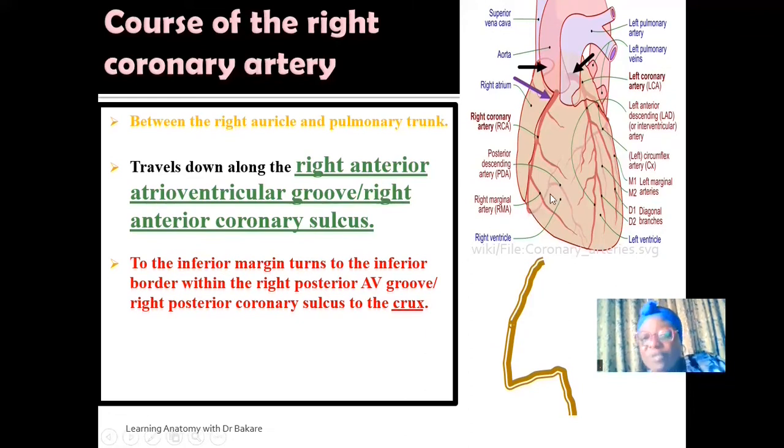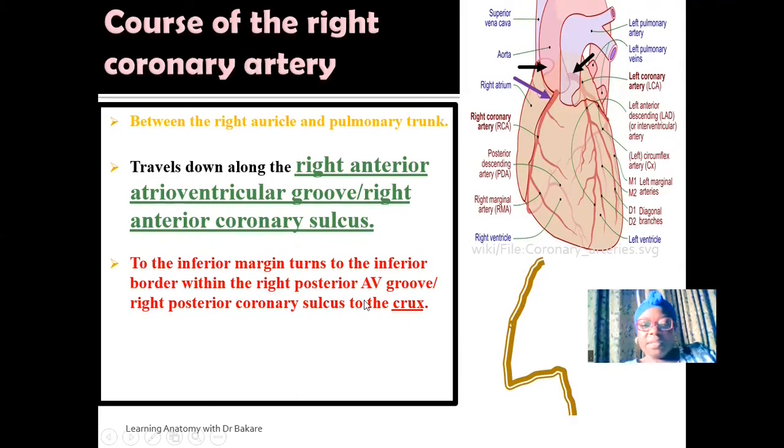So we have the right posterior atrioventricular groove, just as we have the right anterior atrioventricular groove here. The right posterior atrioventricular groove is also referred to as the right posterior coronary sulcus. It is the right because it's on the right side, and posterior because it's behind, and coronary because it allows for the passage of the coronary artery, specifically the right coronary artery, and a sulcus because it is a groove. So it can also be referred to as the right posterior coronary sulcus, or the right posterior atrioventricular groove, because it is seen between the atrium and also the ventricle, but at the posterior side.